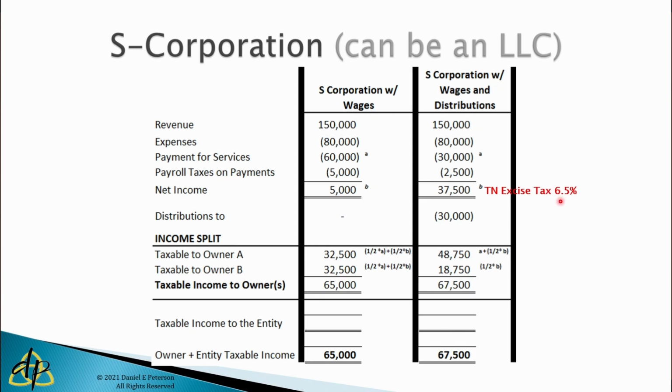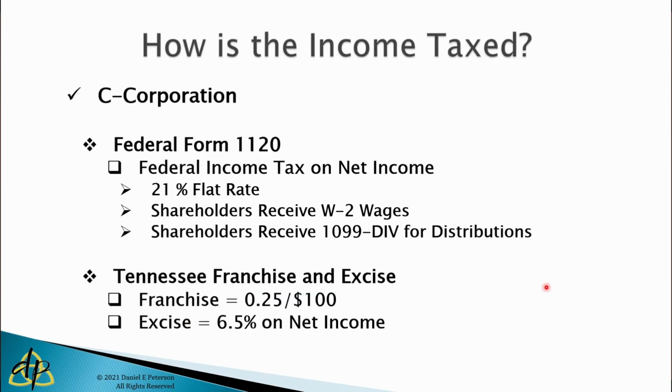When it comes to our C corporations, they are their own individual entity and they report and pay their own federal income tax. They use a Form 1120 to report their federal income and pay their federal income tax, and they pay a tax at a rate of 21%. Shareholders are employees of the corporation and receive W-2s for their wages. Any distributions of profit should be reported to those shareholders on a Form 1099-DIV. In addition, that corporation will pay franchise tax and excise tax in Tennessee.